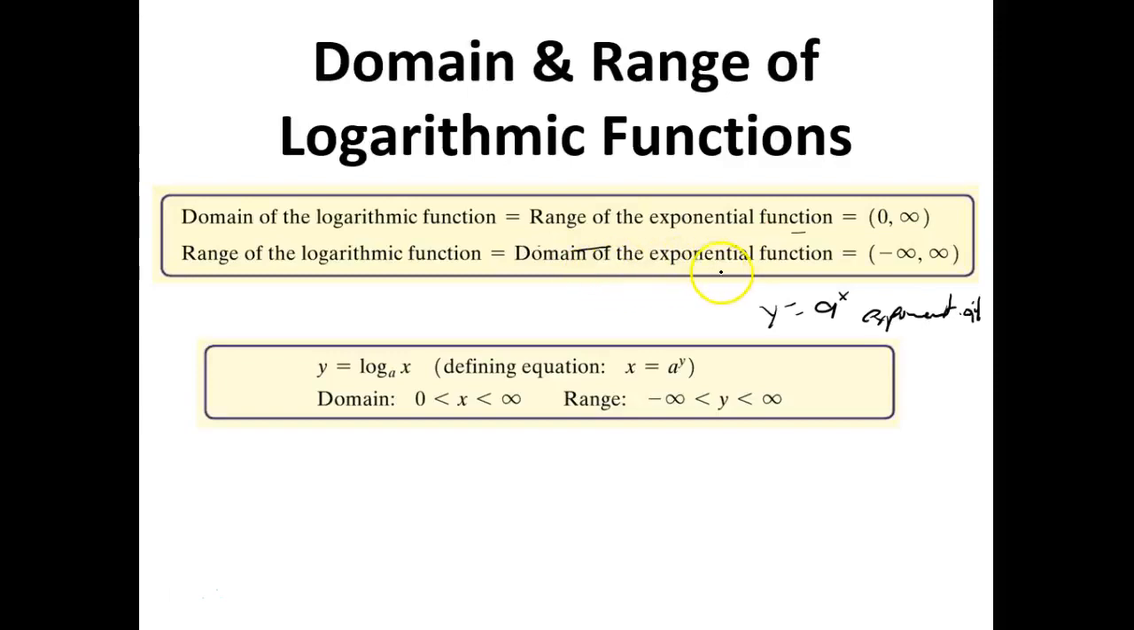The domain of the exponential was negative infinity to positive infinity. That's now going to be the range of the logarithmic, and the domain of the logarithmic is the range of the exponential, or 0 to infinity. So whenever you see a log, unless there's some sort of shift or something, the domain is from 0 to infinity. In interval notation, that's 0 to infinity, and the range is from negative infinity to positive infinity.